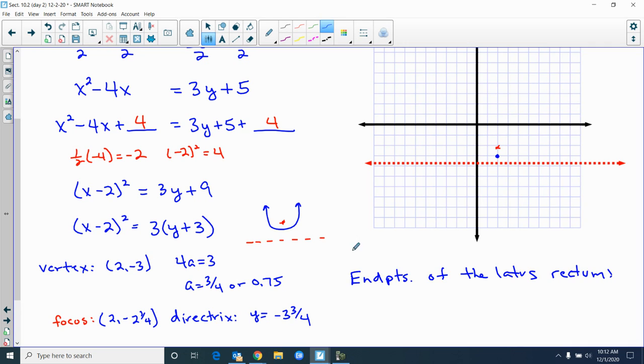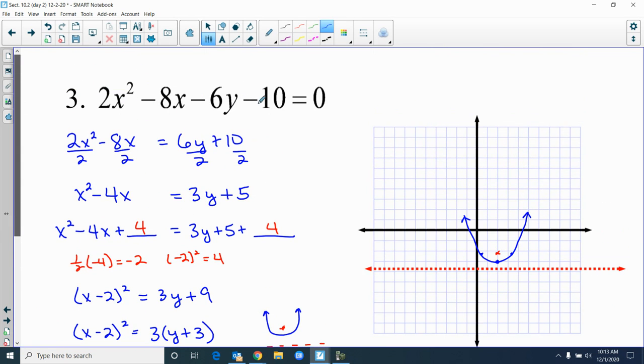From the focus, well, 2 times 3/4 is 1.5. So I'm going to go 1.5 to the right, and I'm going to go 1.5 to the left. So my endpoints, since I started at 2, it's going to be positive 1/2. It's got to have the same y value as the focus, so it's -2 1/4. And then here I got 3.5, -2 1/4. And now I'm going to sketch the graph through those points.